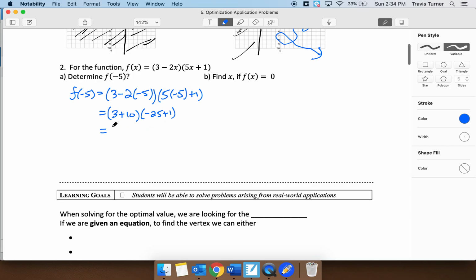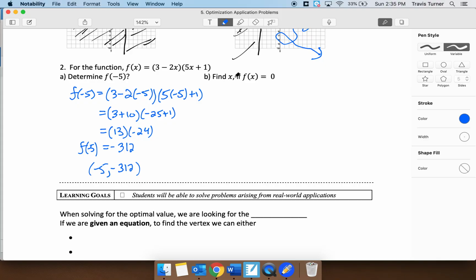So we end up with here 13 times -24, and you can punch that into your calculator and you should get -312. So again, this is my value of the function at -5 is equal to this, which is really just a point on the graph of that function.